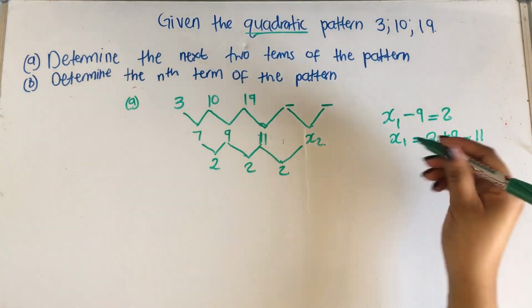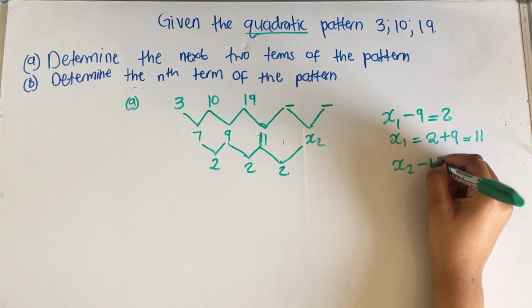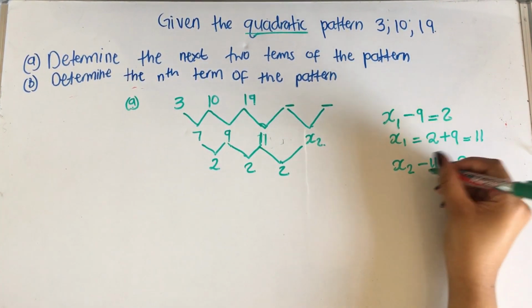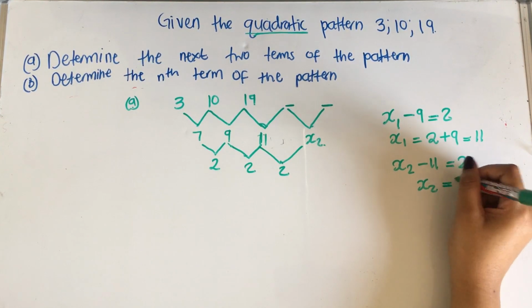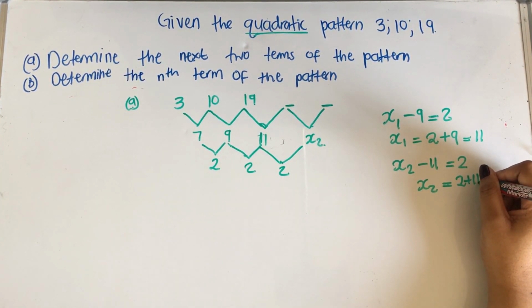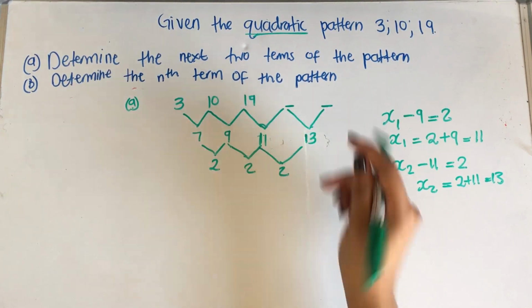Same applies with my x2. So it's x2 minus 11, which will give me a 2. Now x2 is equal to 2 plus 11, which is 13. Meaning my x2 now is 13.